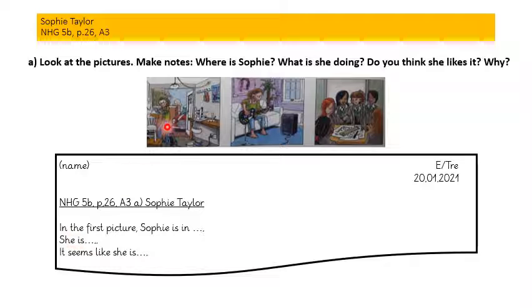In the first picture, Sophie is, where could she be? In the garage. She is painting a chair. It seems like she's happy, that she is used to doing this. So she's probably very creative and very good at doing crafts and stuff. This is what you can write about the first picture, and then you need two more texts about the second picture. And the second picture, Sophie is blah blah blah, and then the third picture, and the third picture is Sophie is, and so on.